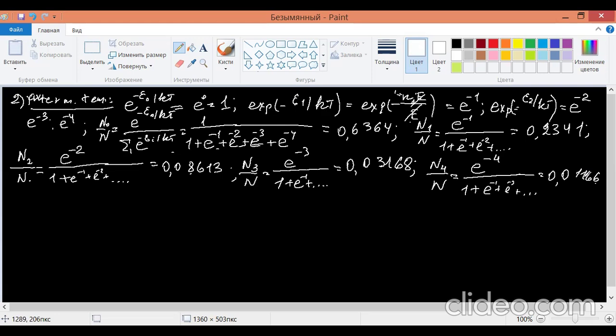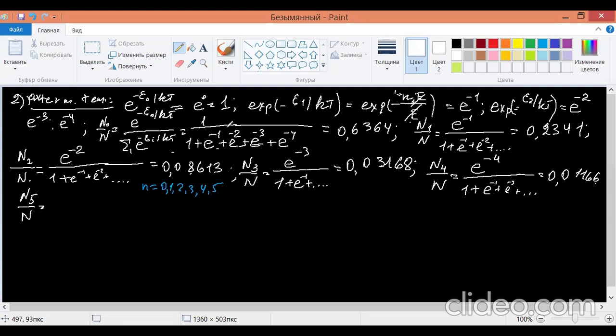1166, right? And also we need n sub 5 over n, because if you remember, n is equal to 0, 1, 2, 3, 4, and 5. Oh yeah, you may ask, why didn't we calculate the fifth level in the case of low temperatures? Yeah, that's my fault, frankly speaking.